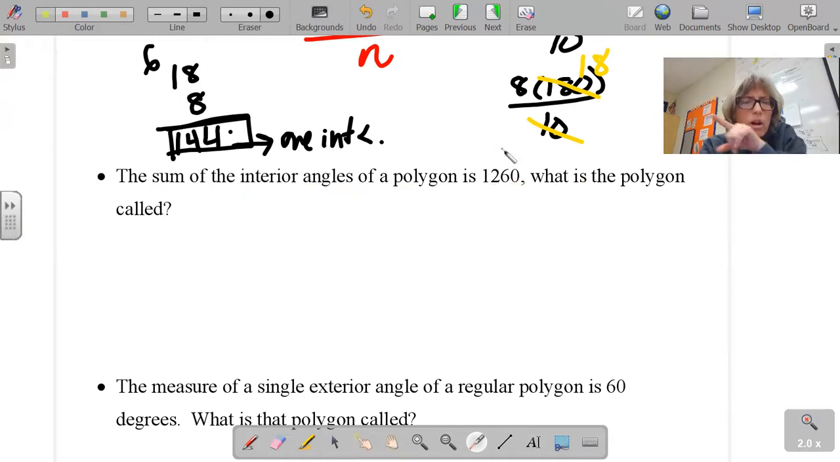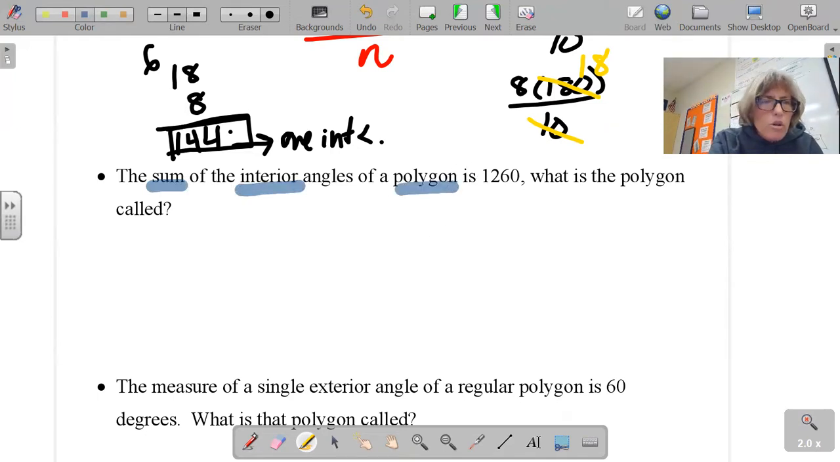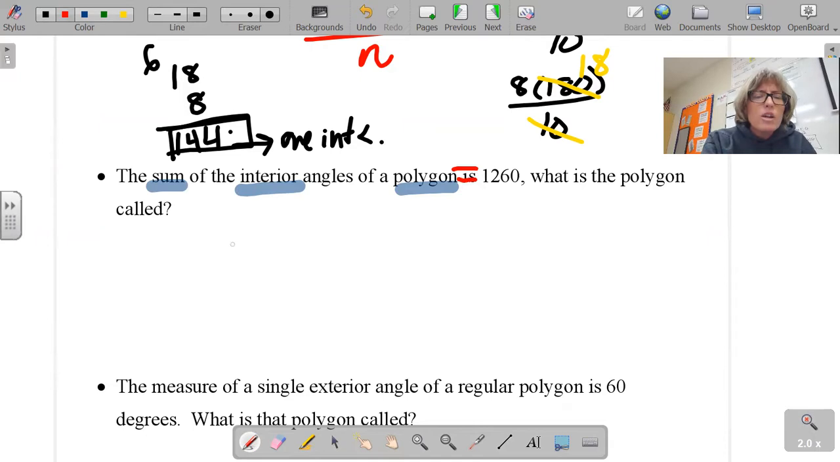What is the polygon called? Ready? Keywords. Sum, interior, polygon. Believe it or not, the most important word here is "is." Why is "is" the most important word? Because "is" is an equal sign. And that means you have an equation.